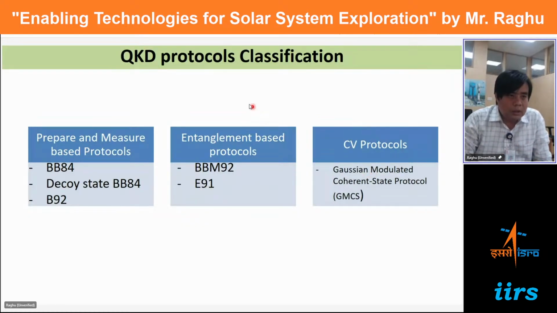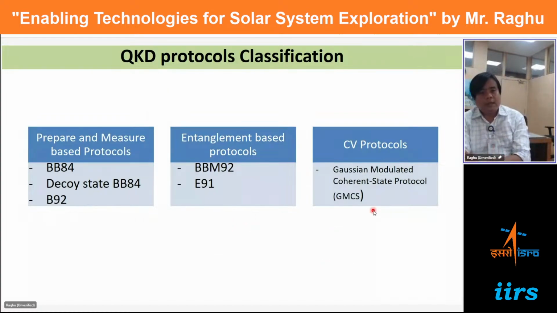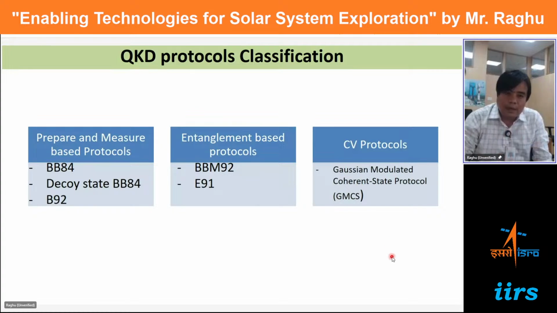These two classes are called discrete variable QKD. Then this is called continuous variable, another set of protocols. In discrete variable, the polarization state is used to encode your information, and a single photon is used and detected. In continuous variable, the phase is used, and instead of single photon detection, it does field measurement in terms of homodyne detection and heterodyne detection.